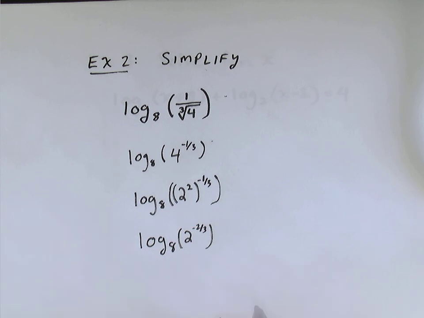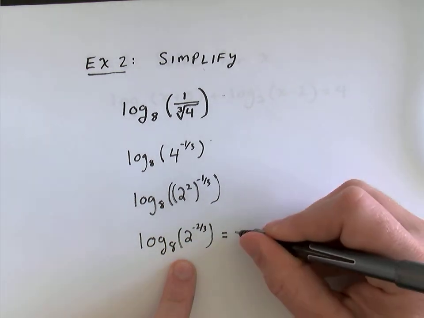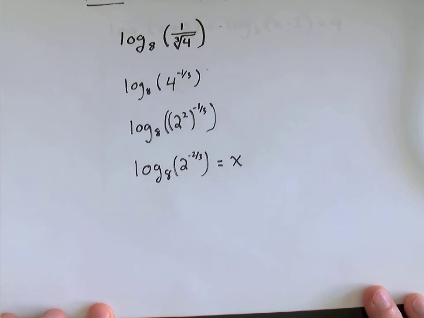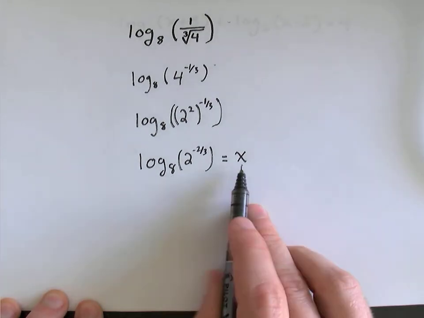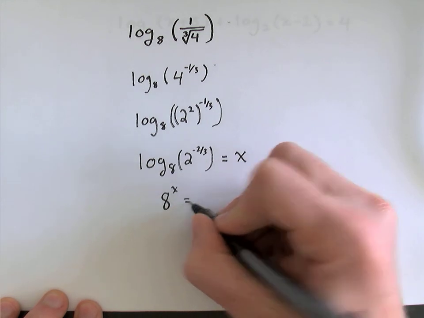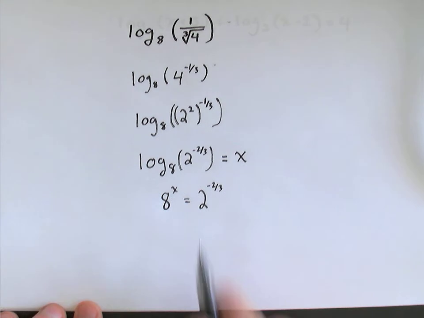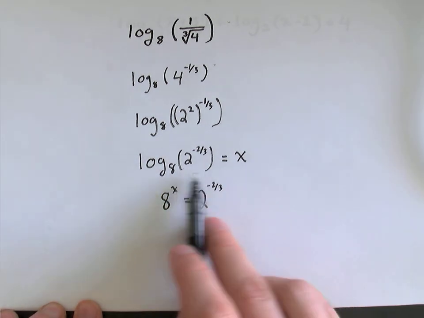There's another rule that we'll learn in class in a couple days that'll allow us to do that. But in general, when you get stuck in a problem like this, what you can say is, hey, that log is an exponent. What exponent could it be? Let me just call it x. And then usually from here, switching to exponential form will allow you to work your way out. 8 to the x power is equal to 2 to the negative 2/3 power. Base to the log is equal to the argument.